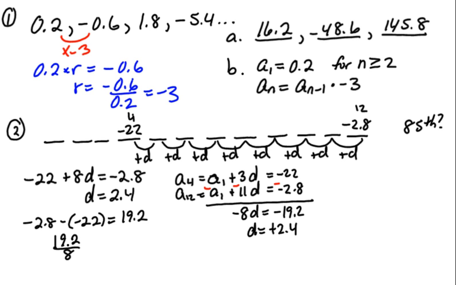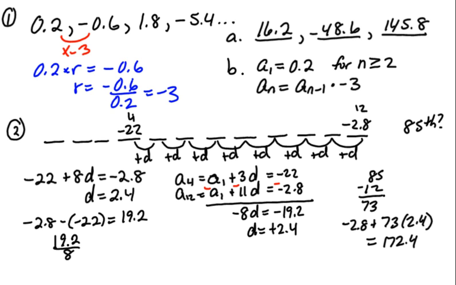Now that you know what d is, there's a couple options then for finding the 85th term. I noticed that I added 8 to get from 4 to 12. So just 12 minus 4 is 8. I had to add d 8 times. So I could think, what's 85 minus 12? Well, that's 73. So I could start with the 12th term and add d 73 times. So I could say -2.8 plus 73 times 2.4.